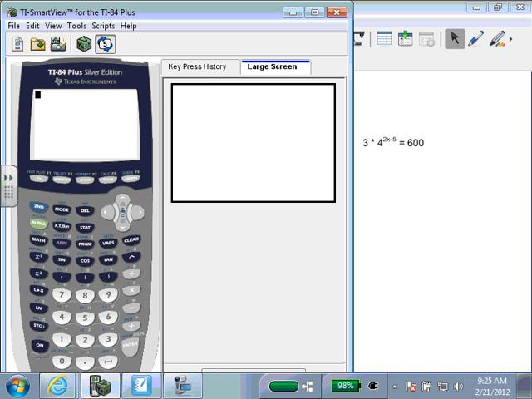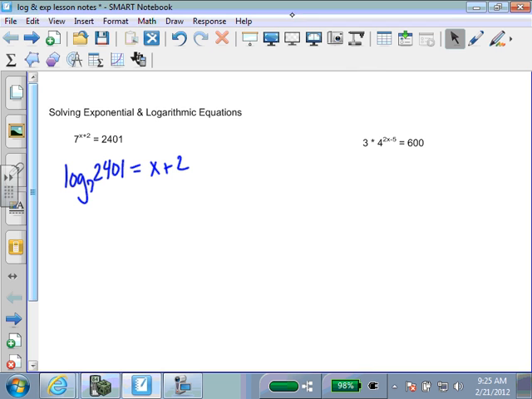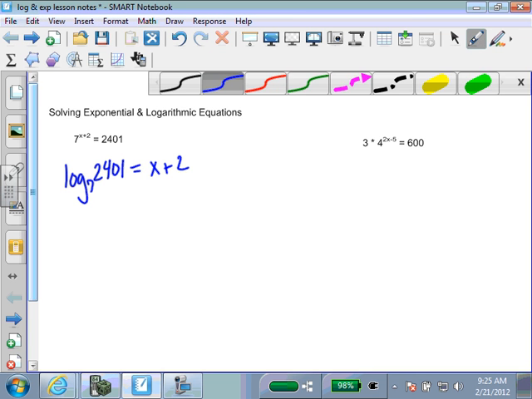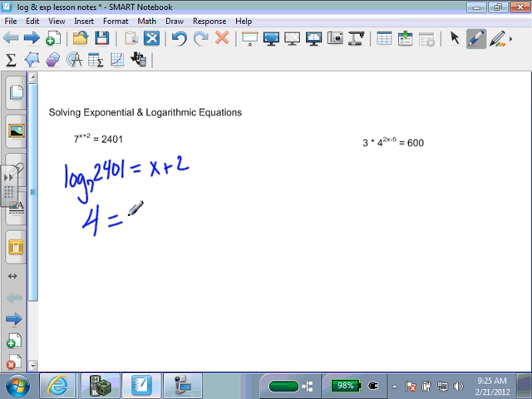If I don't know it, then I can use change of base on my calculator. So I can do log of 2,401 divided by log of 7. And I get 4. So 4 is equal to x plus 2. Wow, isn't that easy? So x is equal to 2.